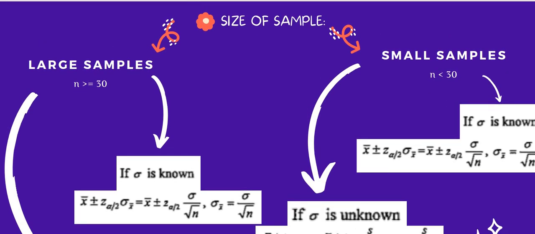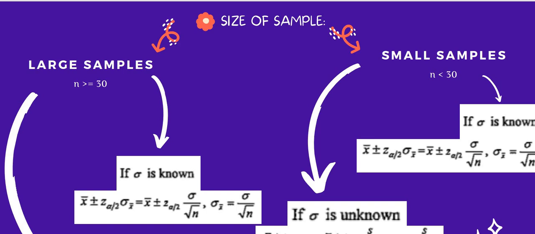Okay, class, now we come to the formula that we want to use, but before that you need to first identify the size of the sample, which means the value of n. The size of the sample can be divided into two types. The first category is when your n is large.